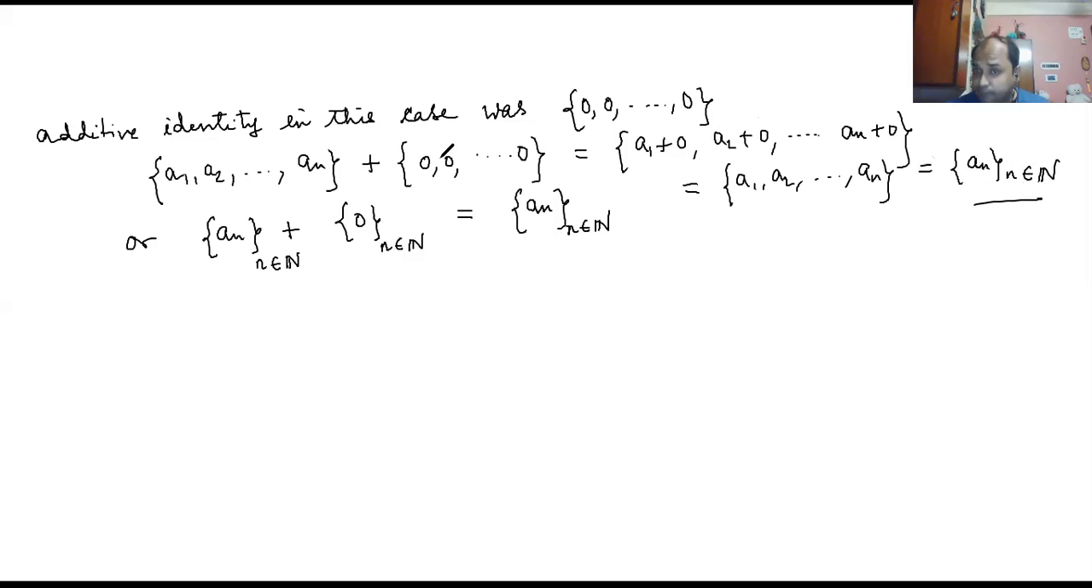First of all, this thing was not explicitly written in the previous class, and so there was a problem. Probably there was a problem in the understanding.